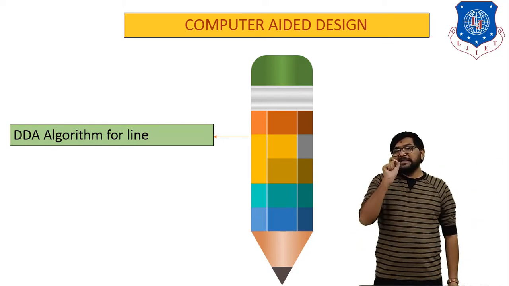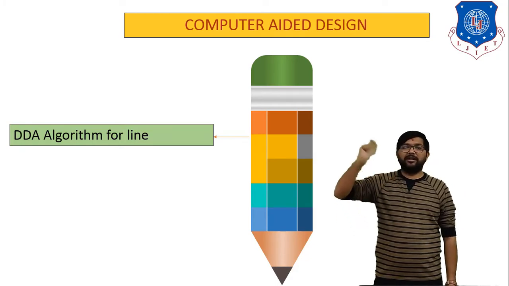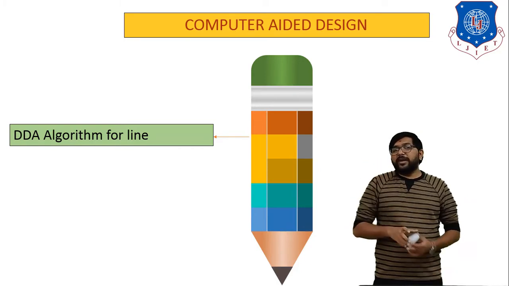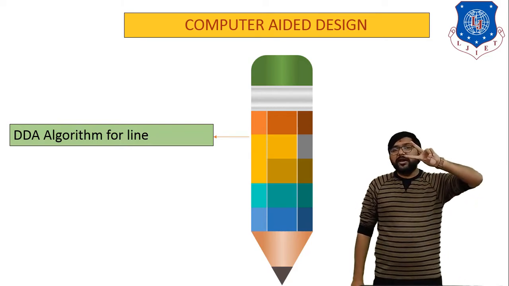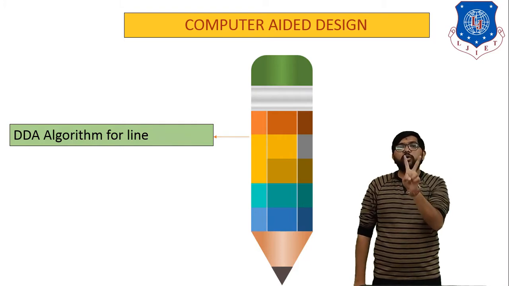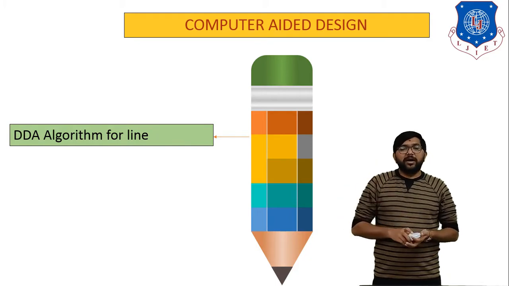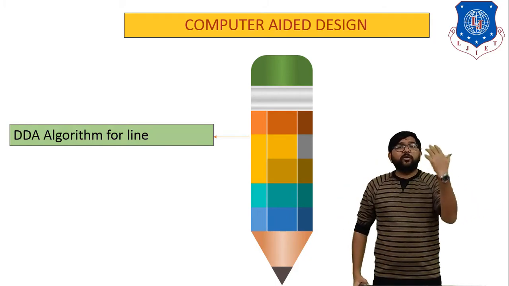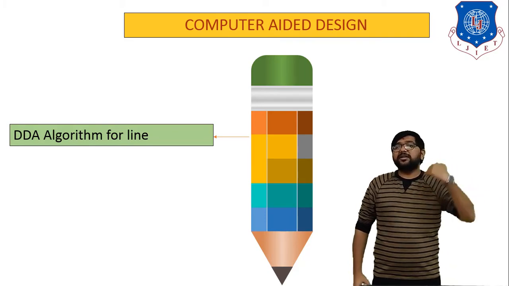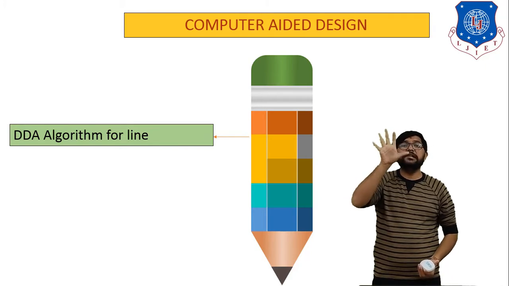So what is the digital differential analyzer? This is one method to draw a straight line. If you want to draw a straight line, the minimum data required is the coordinates of two endpoints, like 1,1 and 5,5. If you have two coordinates, at that time you can draw a straight line. But which procedure is running behind the screen so that the straight line is generated in the graphics display?